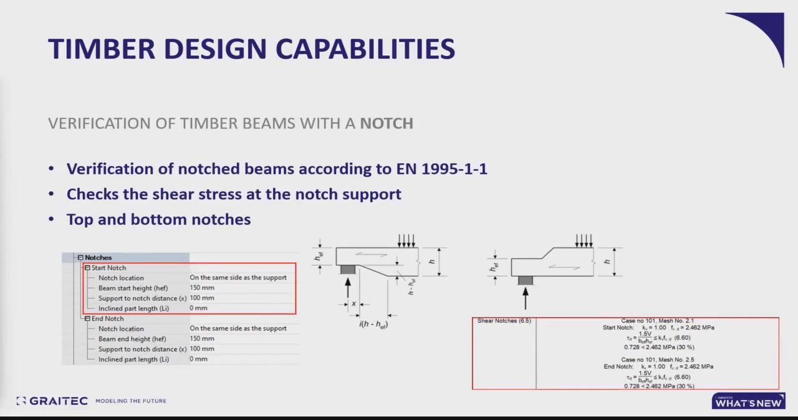And the next new check related to supports of beams. In advanced design, you can do a verification of notched beams at supports according to Eurocode 5. Notches can be defined at the start and end of timber beams on the top or bottom side. This verification checks if the shear stress at the notch support does not exceed the shear strength.